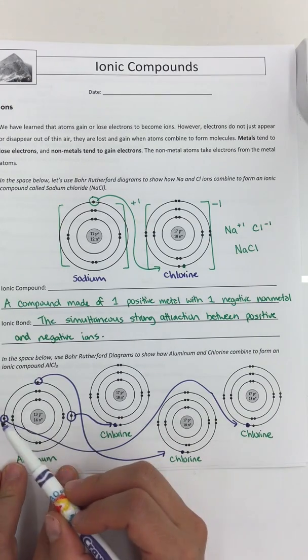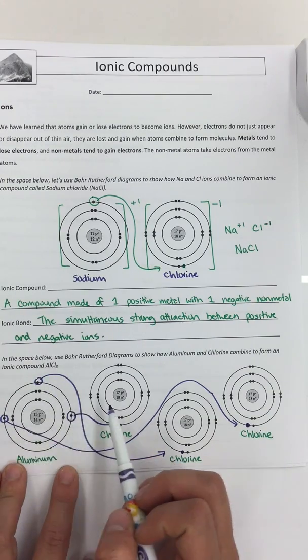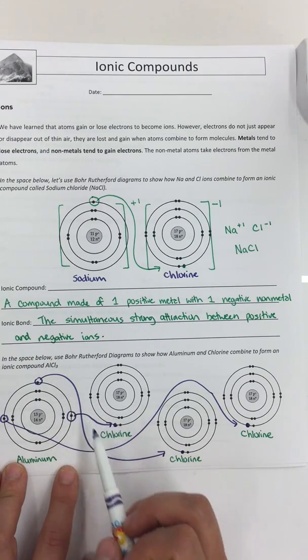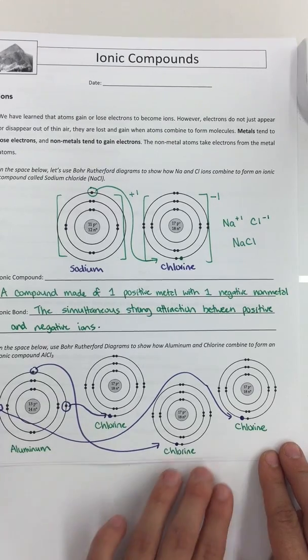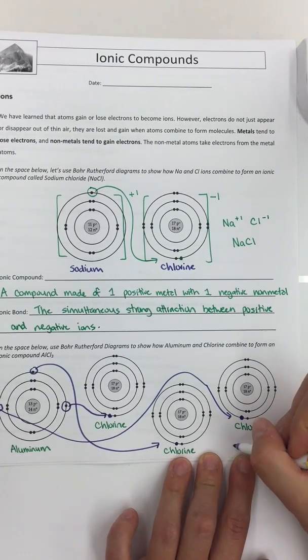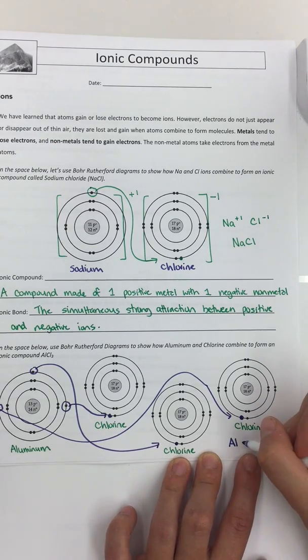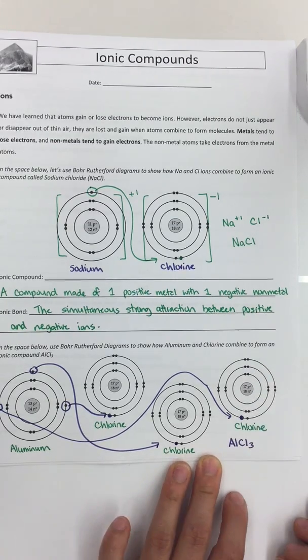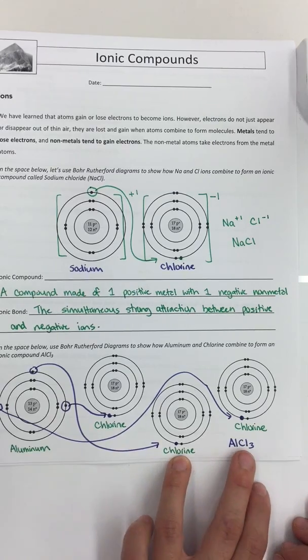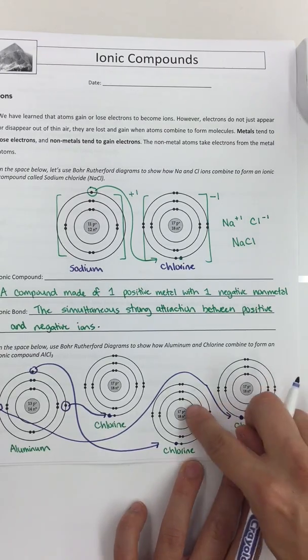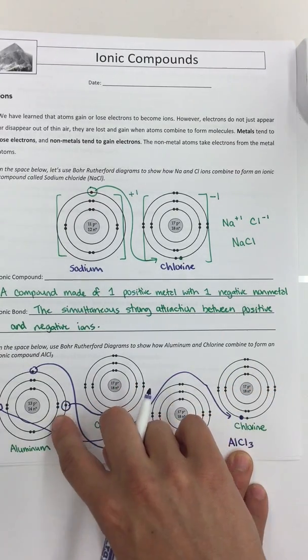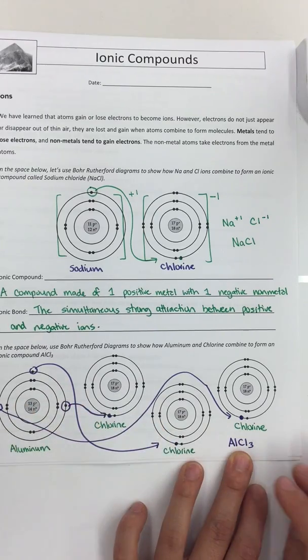All right, so aluminum has donated 3 electrons, 1 to each chlorine. I've made another compound, another ionic compound, consisting of 1 aluminum and 3 chlorine atoms. So the ionic compound would be AlCl3, because I needed 3 chlorines to take the 3 extra electrons from aluminum.